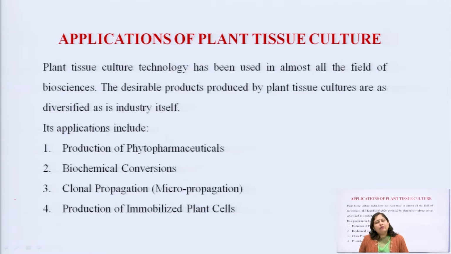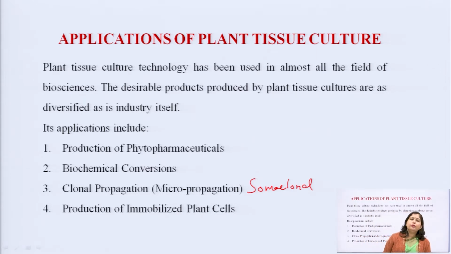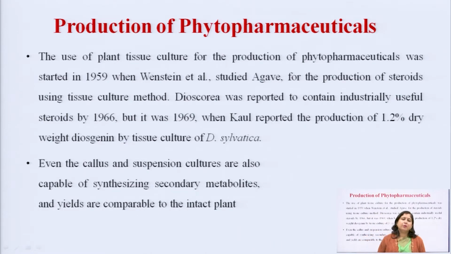Now if we start with the applications, it has been seen that it increases the production of phytopharmaceuticals. It is also used to perform biochemical conversions in the cells. It is used to do clonal propagation or micropropagation, and an extension to this, somaclonal propagation. We will be discussing that too. And lastly, the production of immobilized plant cells, which are used for different types of processes. So, starting with phytopharmaceuticals production.